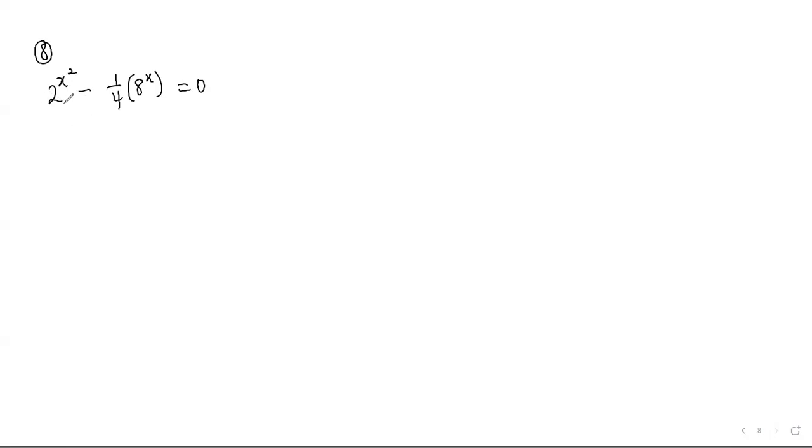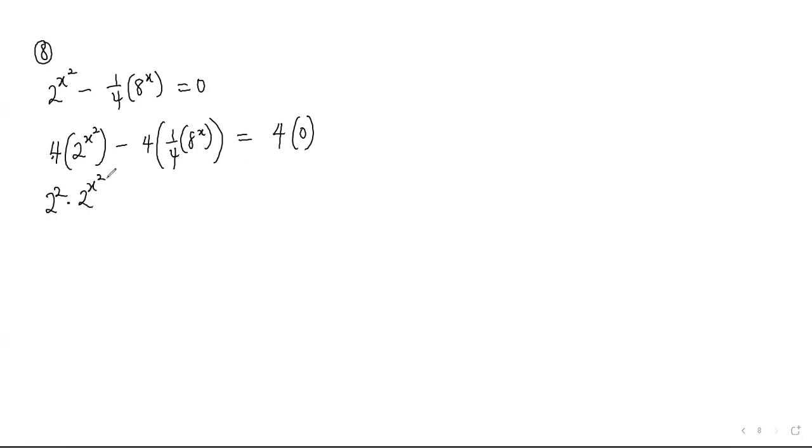Here, first thing I would like to do, I would like to multiply everybody by 4 because of this fraction. So I'll multiply here by 4. I have 2 to the x squared minus, I'll multiply all these by 4. 1 over 4 into 8^x equal to, I'll multiply these 2 by 4. So this 4 actually can be written as 2 to the power 2, then times 2 to the x squared, right? Minus this 4 cancels out, and we only have 8^x surviving here, equal to 0. 4 times 0 is 0.